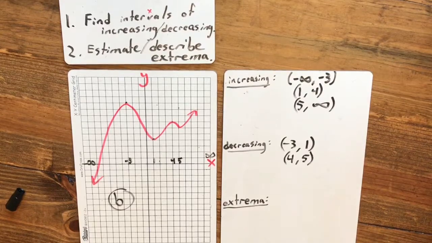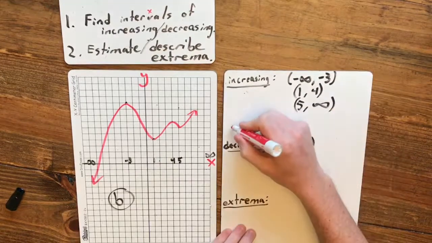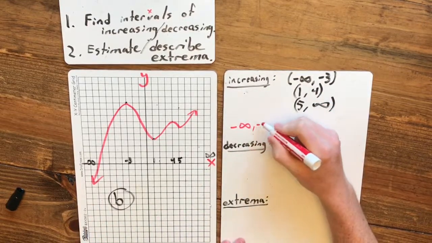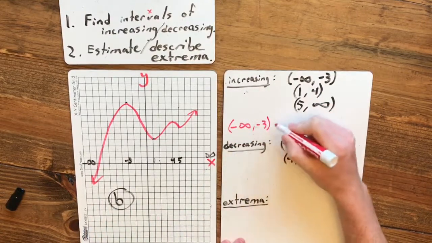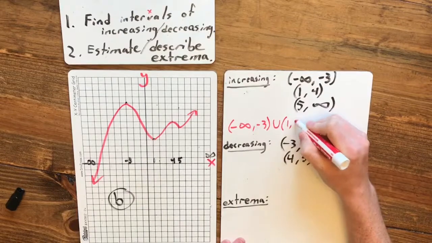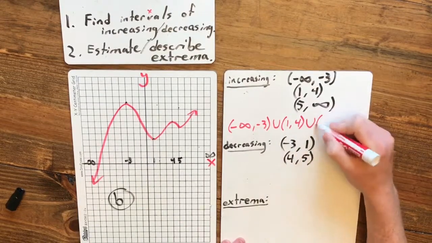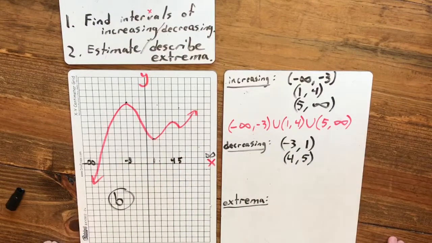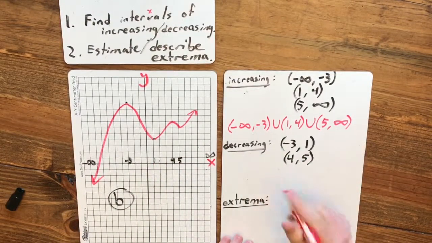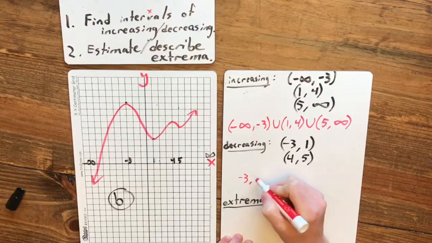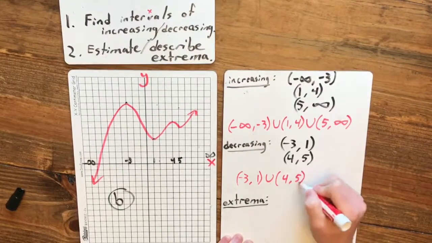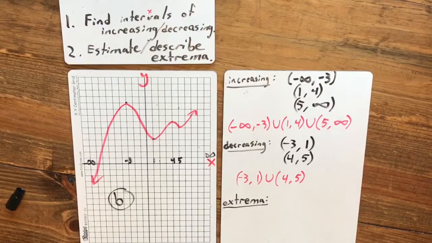So we can put all these together if we wanted to. This is our interval of increasing from negative infinity to negative 3, union with 1 to 4, union with 5 to infinity. This is all of our intervals of increasing. Our intervals of decreasing are from negative 3 to 1, and you can union that with 4 to 5, just to list those all out together.